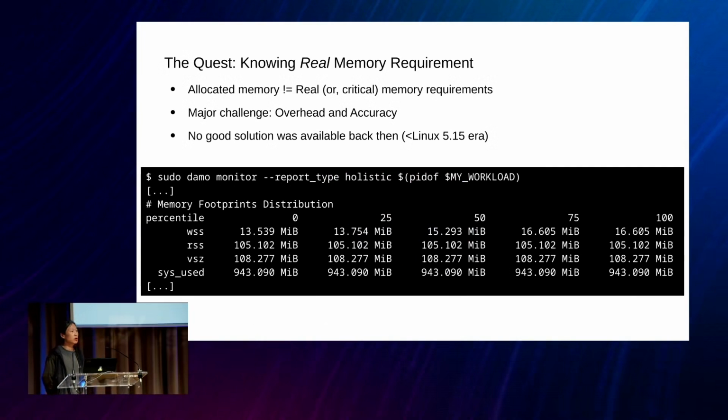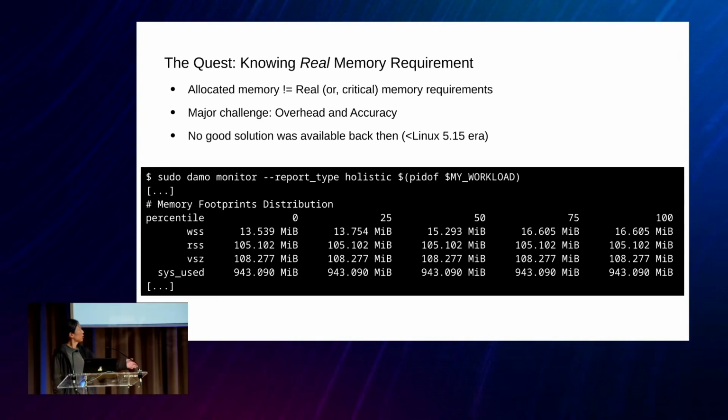And while doing this work, the team found that it is not as simple as they imagined at the beginning, especially at knowing the real memory requirements of the given workload. A very simple way to think about how much memory the given workload would need would be accounting the allocated memory, but that's not really the same as the real memory requirement, or the performance critical amount of memory, of the given workload.